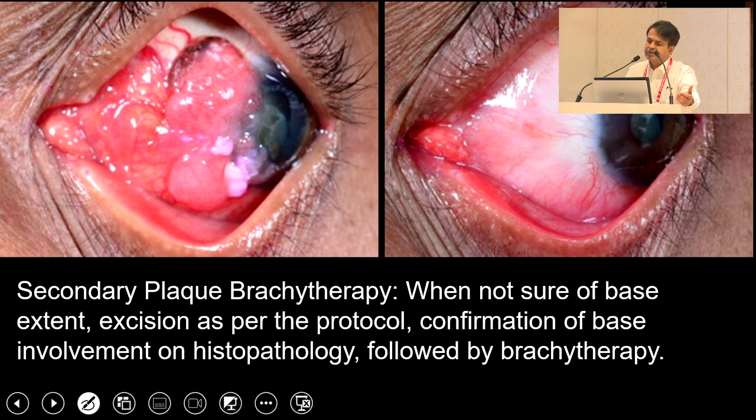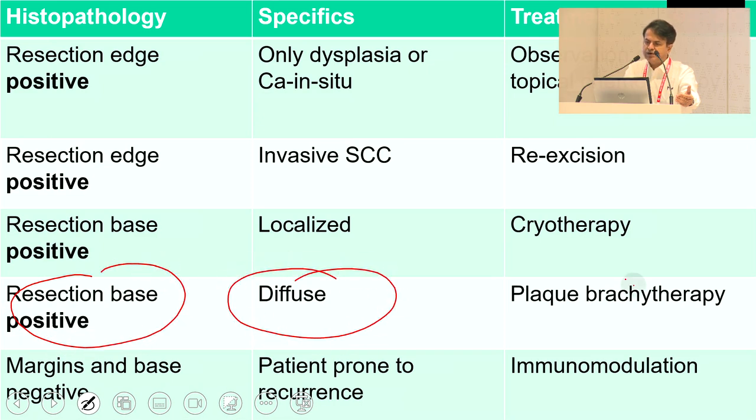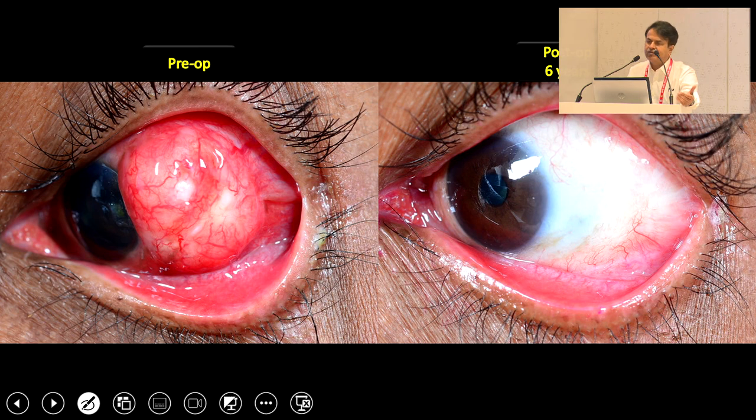Secondary plaque brachytherapy is when you're not sure of the base extent. You excise as per the protocol without doing lamellar sclerectomy or keratectomy, confirm the base involvement on histopathology, followed by brachytherapy. This fits into our adjuvant treatment protocol, which is histopathology based. So if the resection base is positive and it is diffusely involved, the option of treatment is plaque brachytherapy, that is for sure, and that is exactly what we follow in these patients. This is secondary plaque brachytherapy.